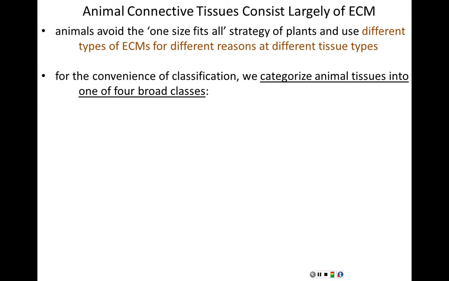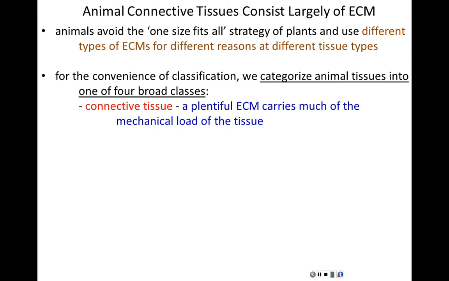For the convenience of classification, we categorize animal tissues into one of four very general categories. We have our connective tissues. Connective tissues bear much of the mechanical load that we experience as an organism, and so the ECMs in connective tissues are extremely plentiful and protein-rich. They're quite durable. We have epithelial tissues.